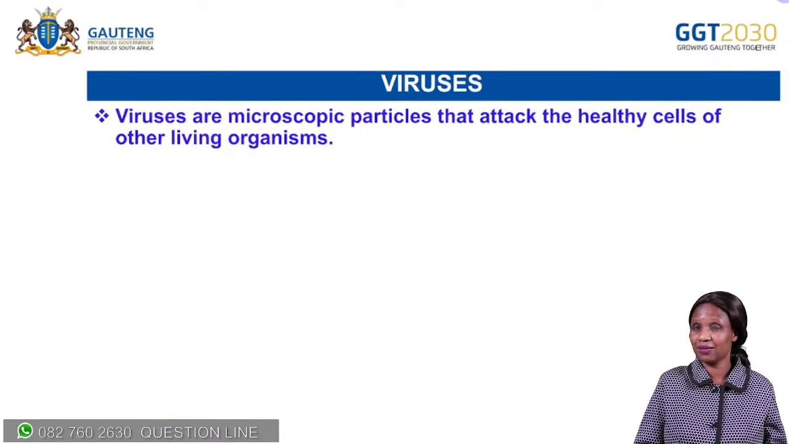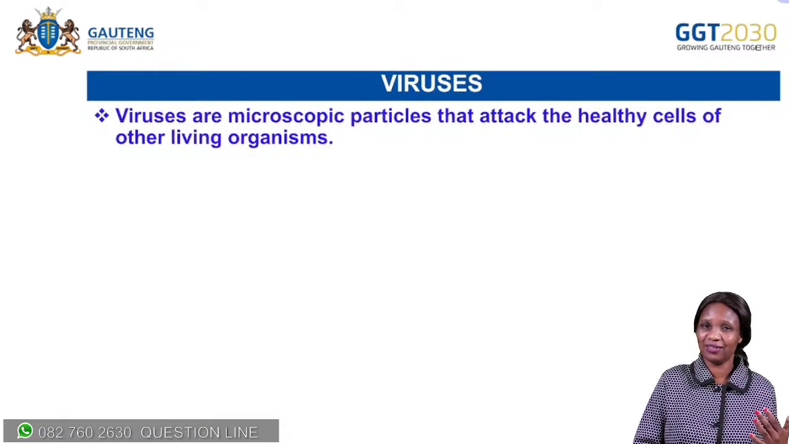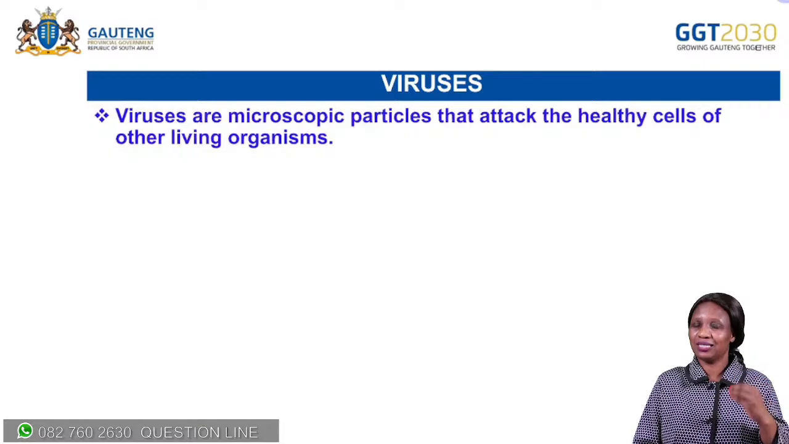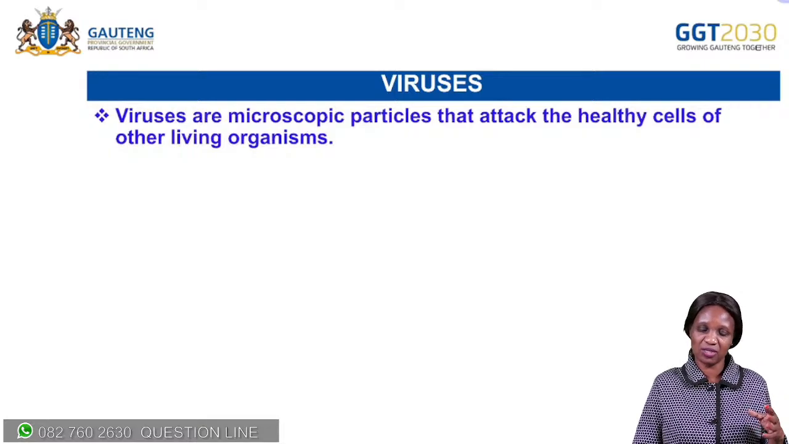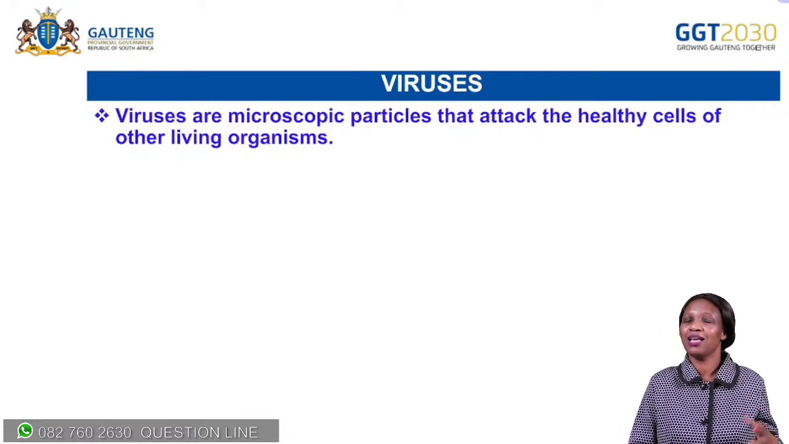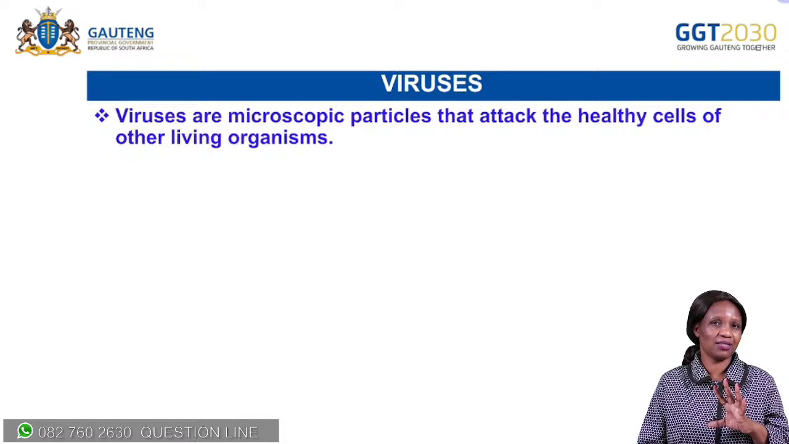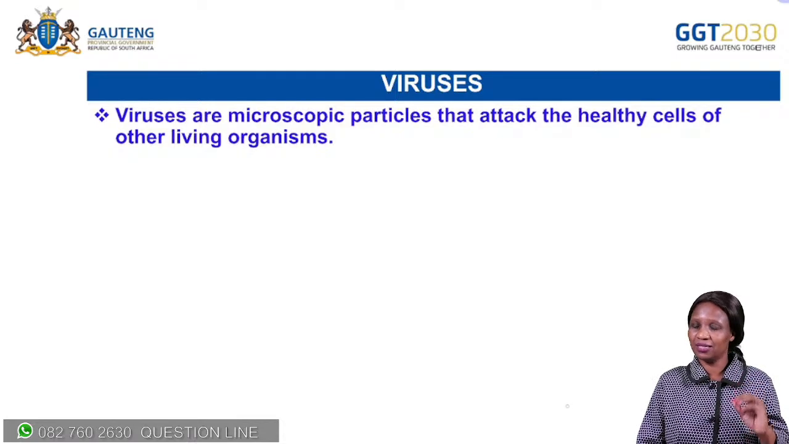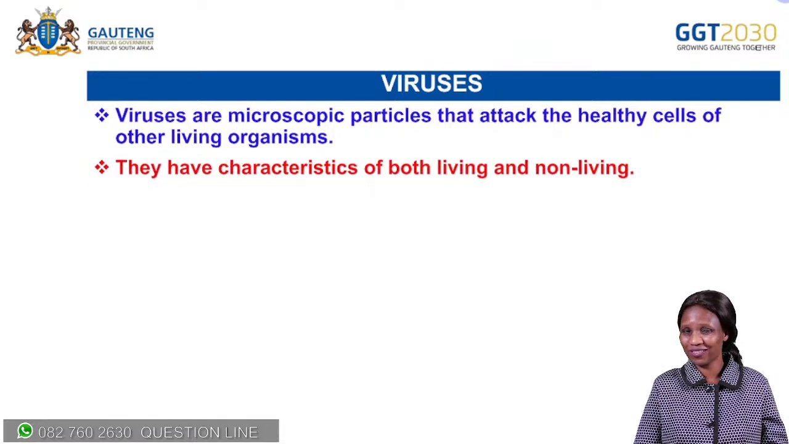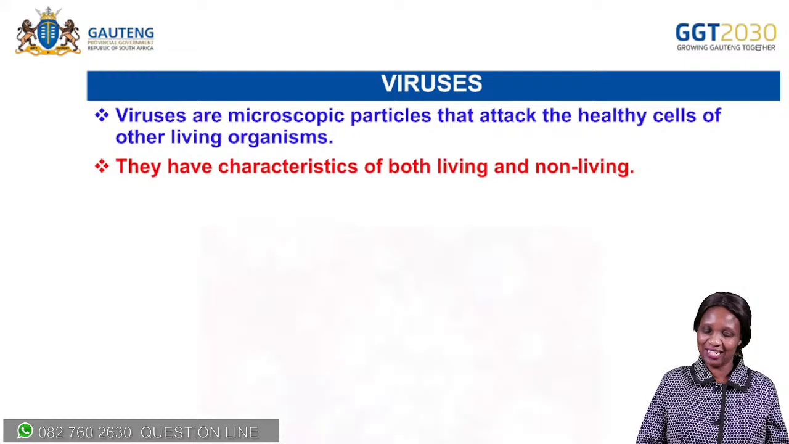And then we've got viruses. Remember, viruses attack the host cell because they don't have the 7 life processes. They don't carry out the 7 life processes, but they need a host for survival. They attack the healthy cells, and then if they attack the healthy cells and take over, the person will be very sick. All right. That is the virus. And then they've got the characteristics of both living and non-living.